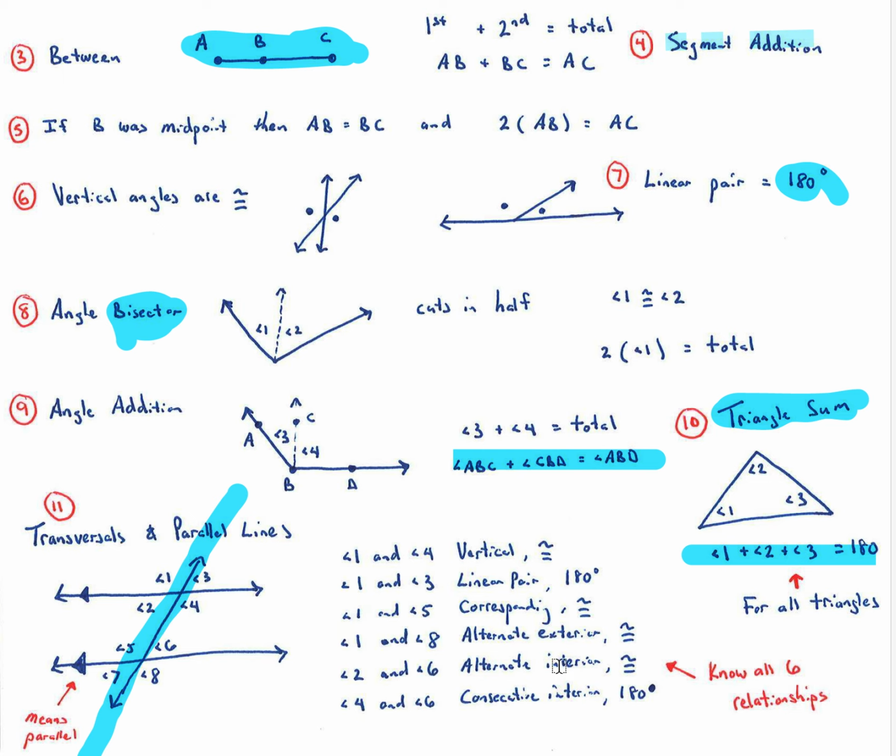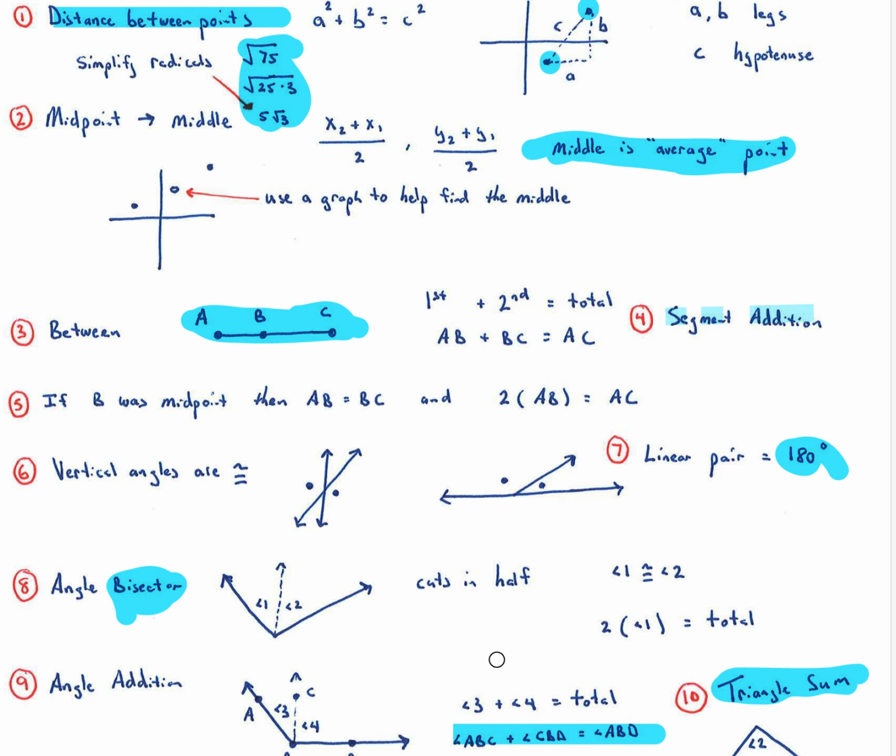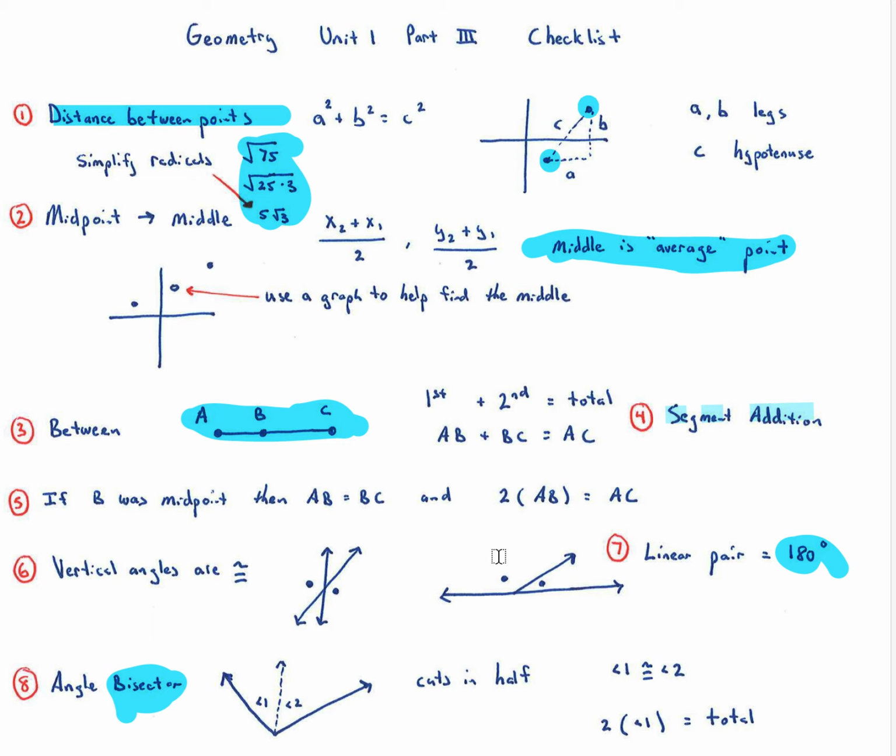And so you look at these 6 words, some of them are equal and some of them are supplements, meaning they equal 180. And you have to know which they are based on where they are in this grouping. Okay? But all 11 of these topics are for sure on the test, and they are worth studying.